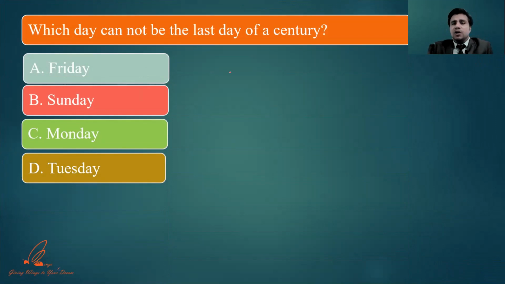Let's calculate the last day. What days can be the last day? In 1 century, there are a total of 5 odd days, which means the last day is going to be Friday. How it is Friday, we'll discuss later. 2 centuries: 5 into 2 divided by 7, 3 odd days, it is going to be Wednesday. The last day of the 3rd century: 5 into 3 by 7, it is going to be 1 odd day. 1 odd day means it is going to be Monday.